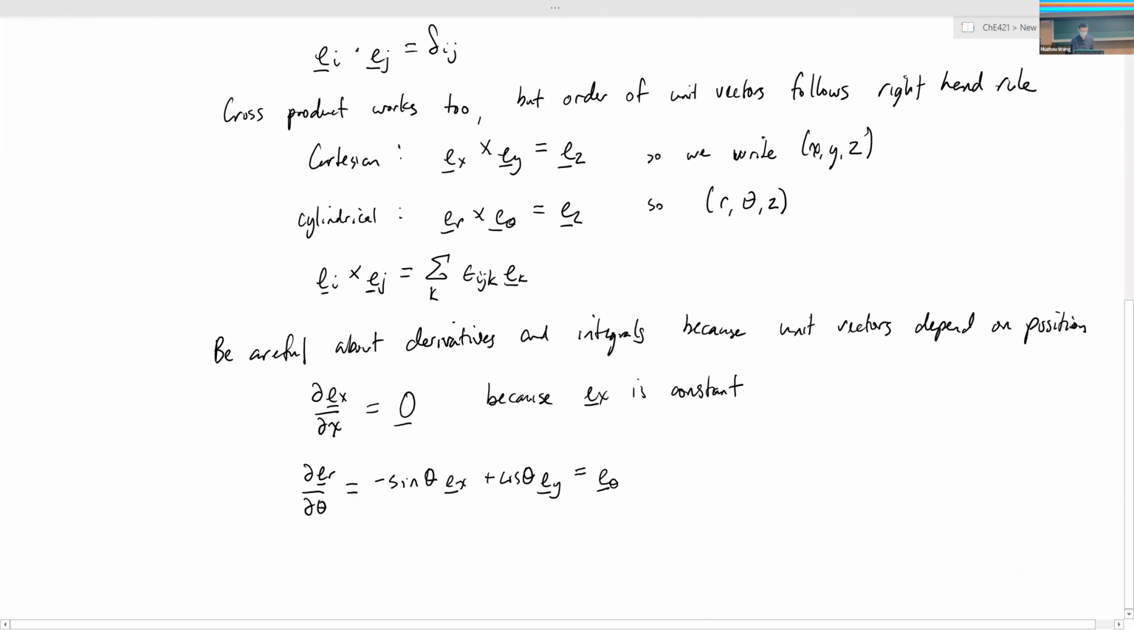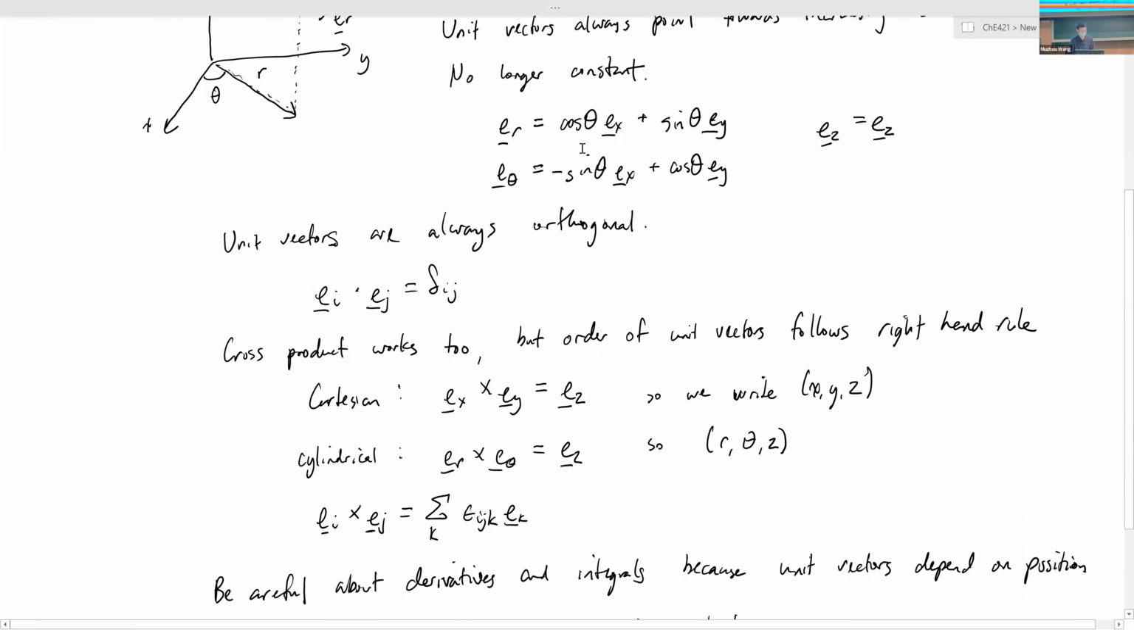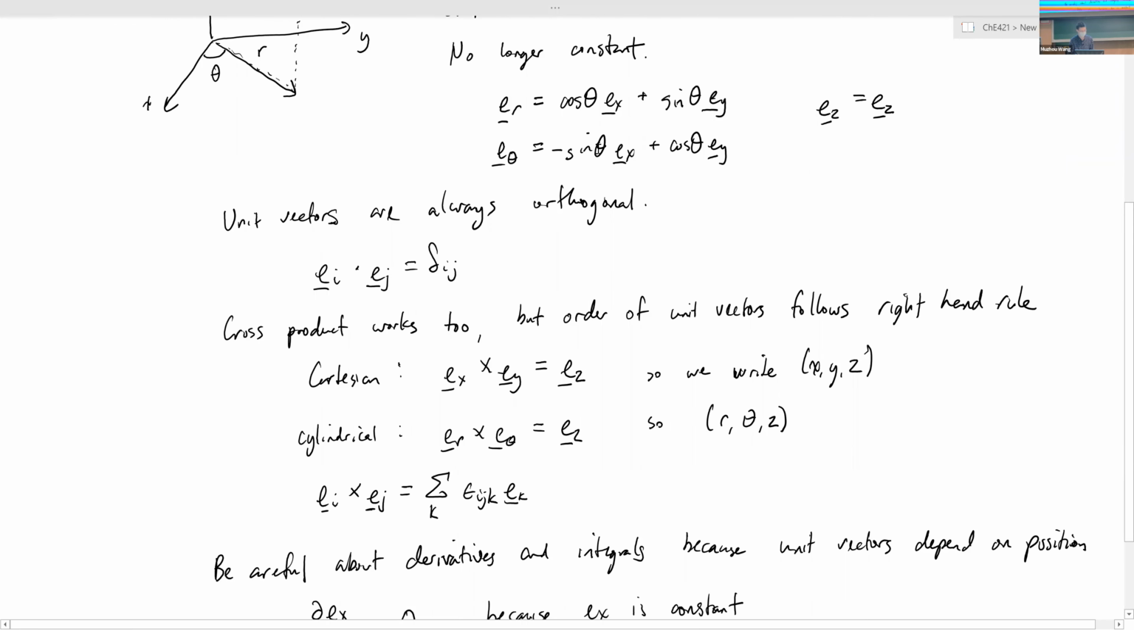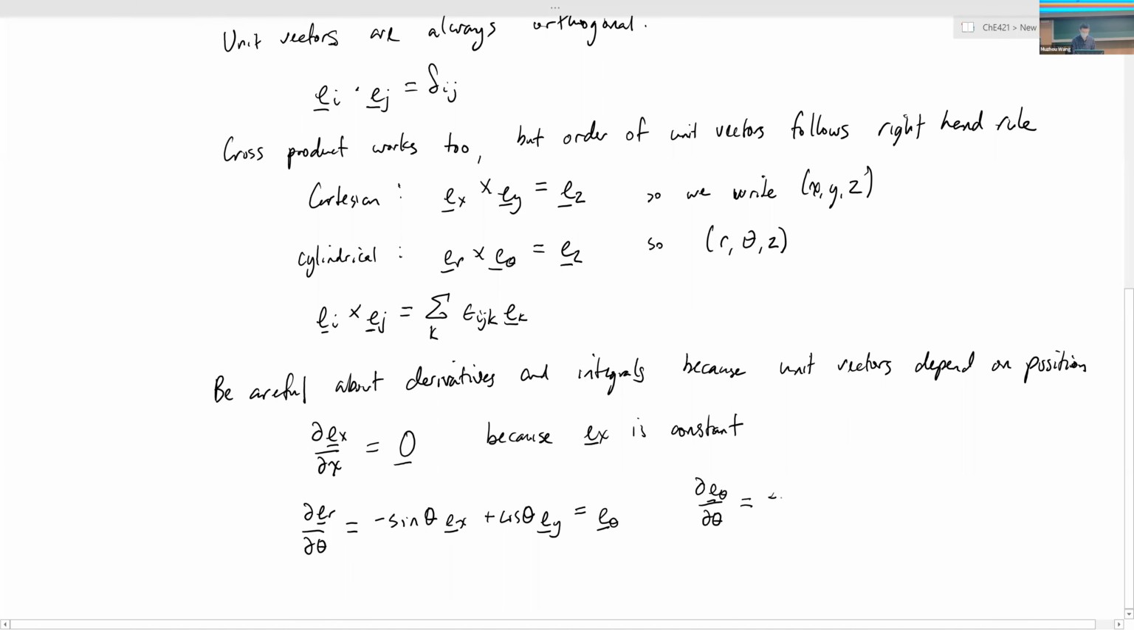Let me give you just one more example. Derivative of E theta with respect to theta. E theta is this, right? And so, take a derivative of this with respect to theta. Derivative of sine theta is cosine, derivative of cosine is negative sine. So I have negative cosine of theta times EX minus sine theta times EY. And so that's actually negative ER.